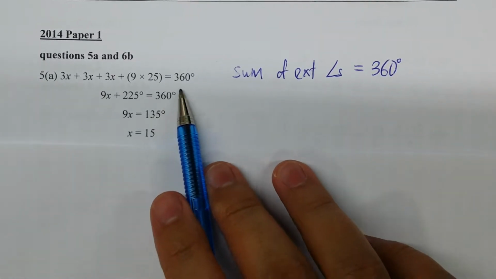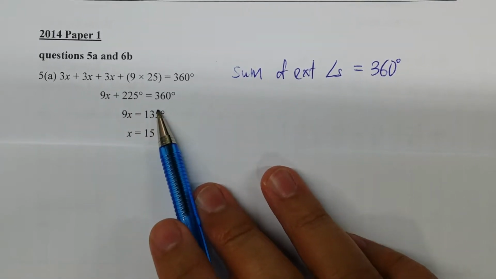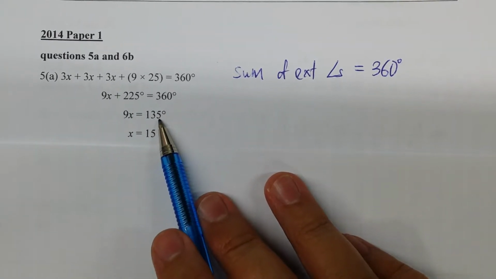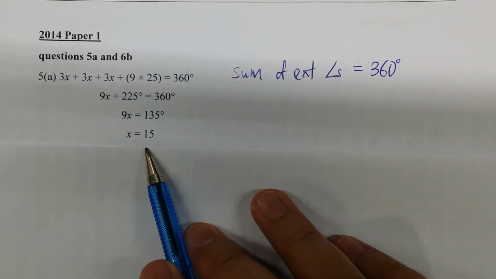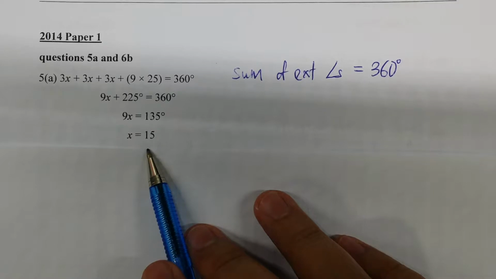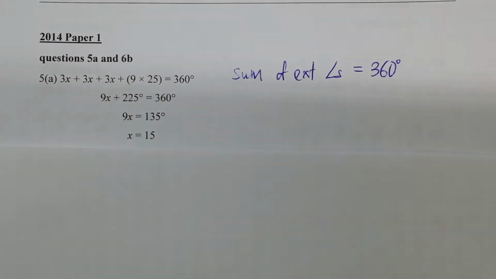Okay, so equate to 360, tabulate, you get 9x plus 225 equals 360, 9x equals 135, 360 minus 225 you get 135, divided by 9 you get 15. Quite straightforward, huh? This question 5A. Okay, question 6B.